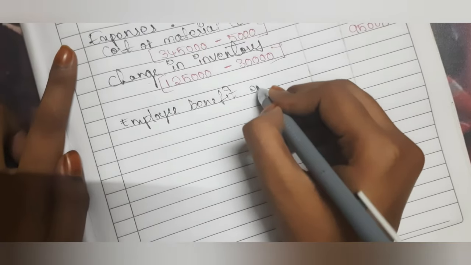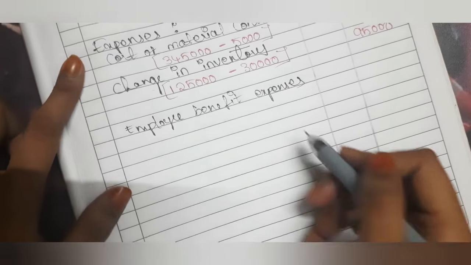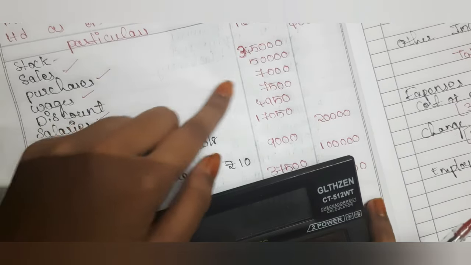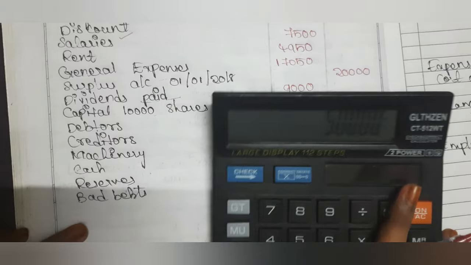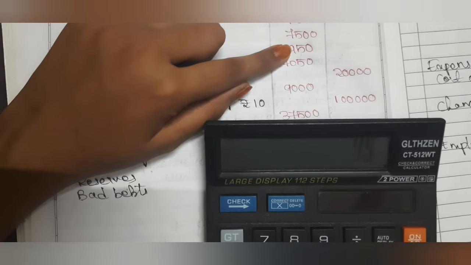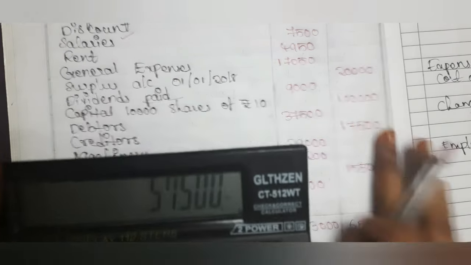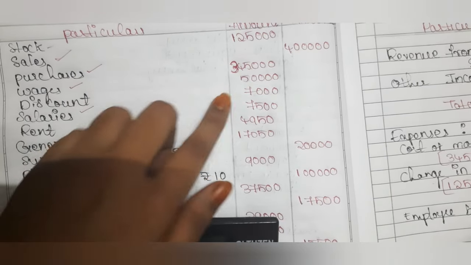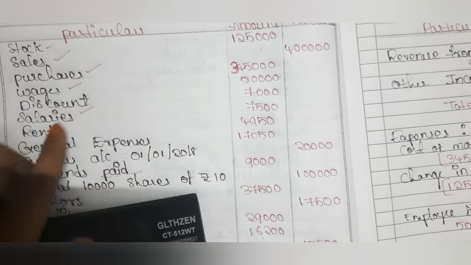Employee benefit expenses. In employee benefit expenses, what are there? Wages and salaries. So how much is the amount for wages? It is this much, and salaries it is 7,500. Total how much it is? It is 57,500. First you need to write this here so that you're not confused about what calculation you have done.